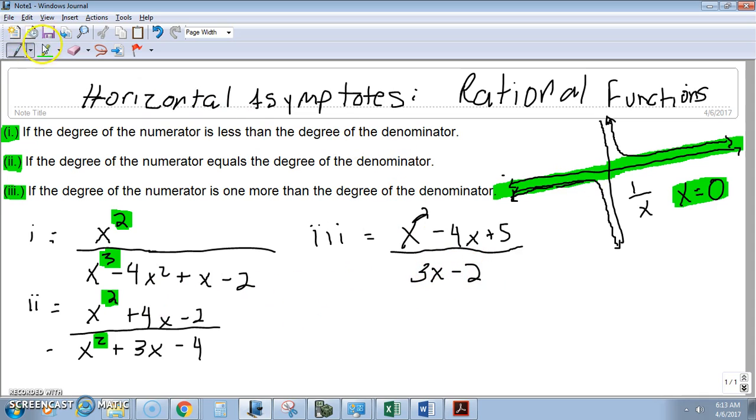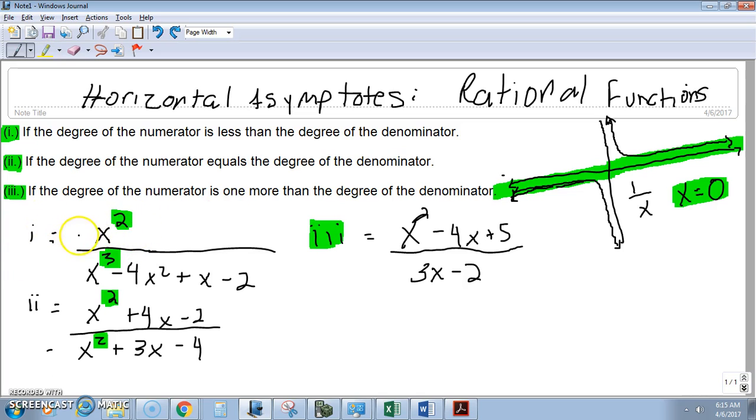Okay, so for 2 of these, there's going to be a trick to it. For 2 of these, there's going to be a trick to it. And for the third one, we're going to have to do something called long division using polynomials, which will be a separate video that you can watch. But for now, let's just take a look at it.